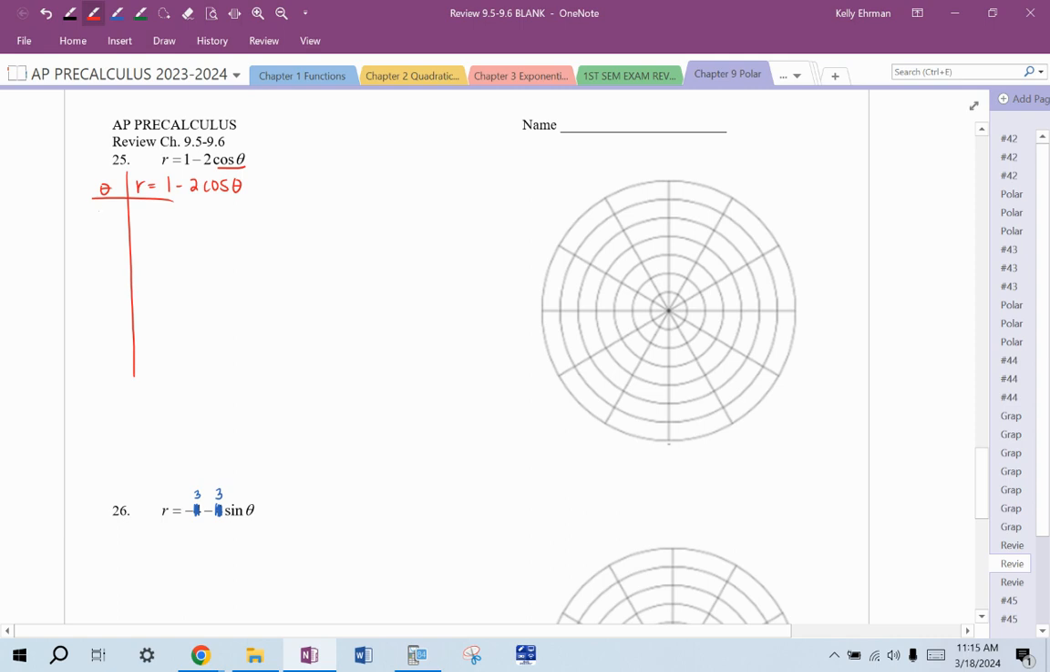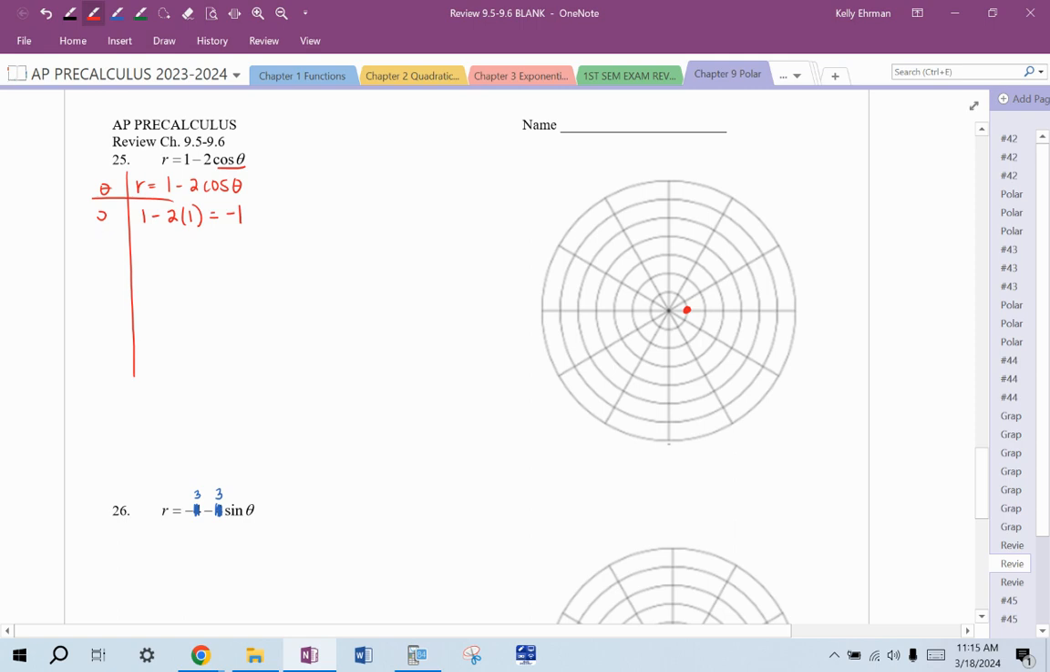So we have to start at 0, and then we get 1 minus 2 times cosine of 0, which is 1. 1 minus 2 is negative 1. So face 0 and go back 1. I would advise you to plot as you go, because if something doesn't fall into place nicely, you'll know you made a mistake somewhere faster than if you do the whole thing and then start plotting.